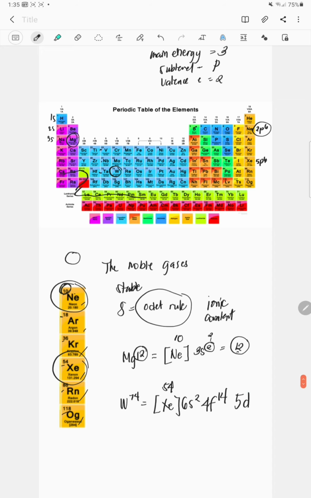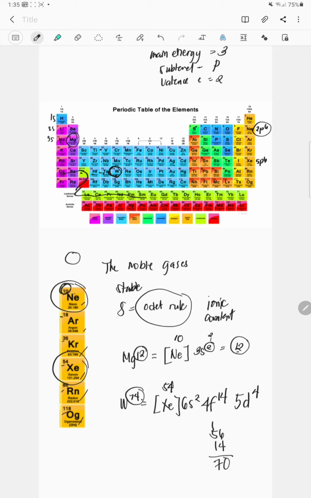5d, bilangin na natin kung ilan. Di ba? 54, 55, 56. Okay, 56 plus 14 ba? 70. So, ilan pang idadagdag natin for us to reach 74? We have 74. So, we will add 4. Tama ba? 5d1, 5d2, 5d3, 5d4. Okay, then we get the correct answer.